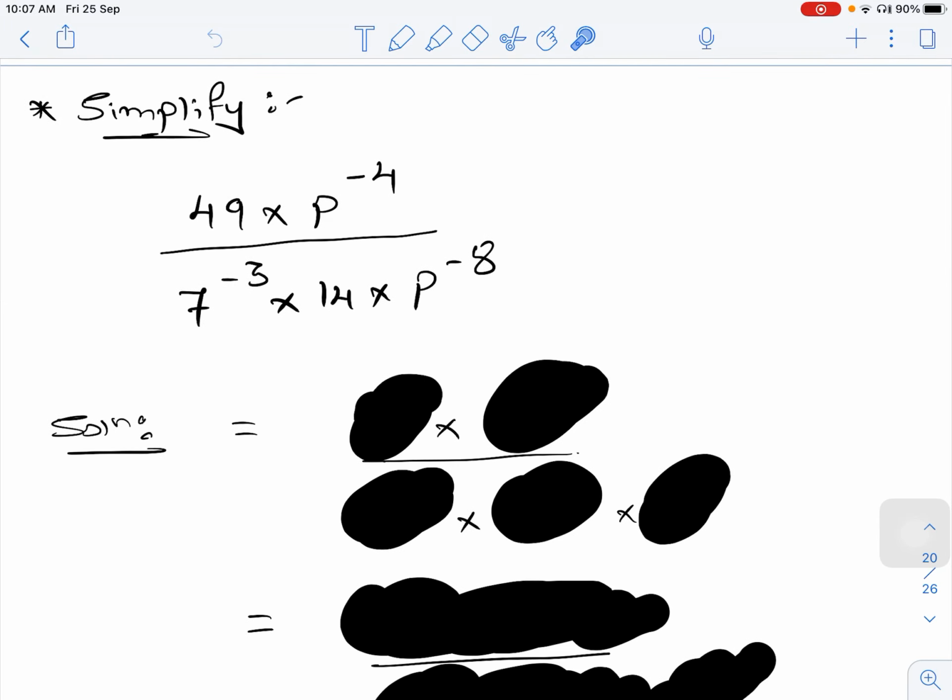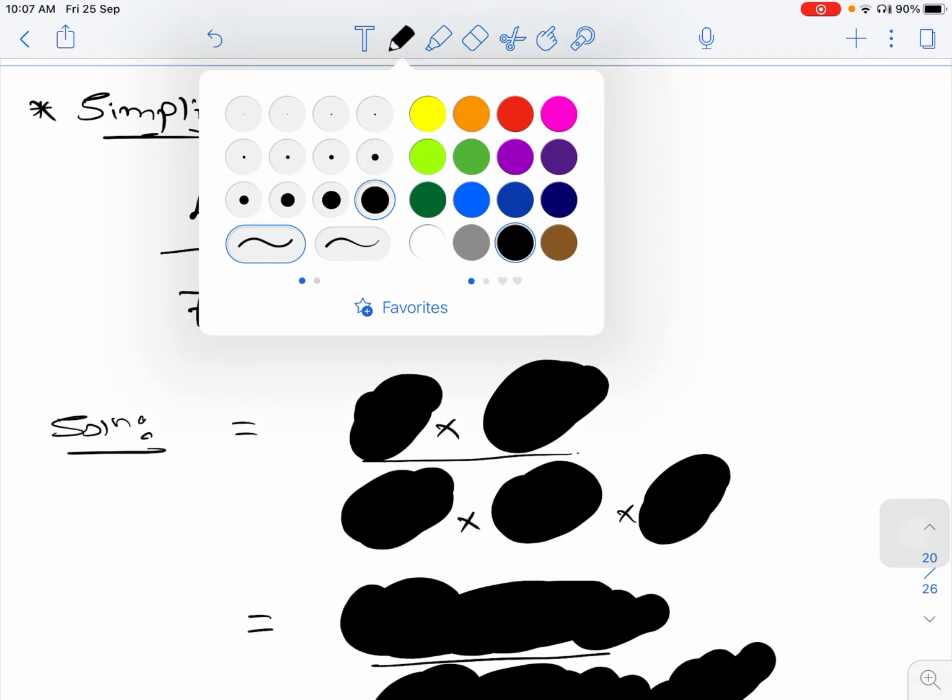It is given: simplify 49 into p raised to minus 4 upon 7 raised to minus 3 into 14 into p raised to minus 8. Now, we have to make use of some laws of exponents and solve this one. Before proceeding, look at this number, 49. We'll try to find the factors of 49. Now, what are the factors of 49?